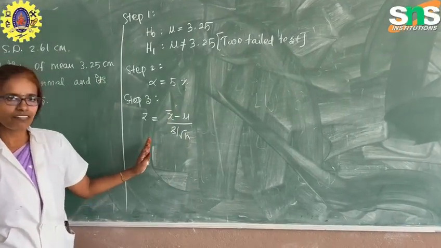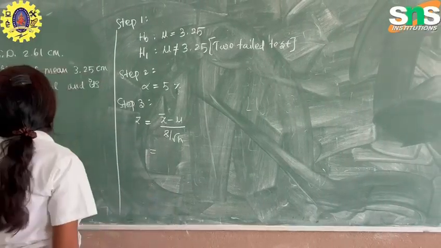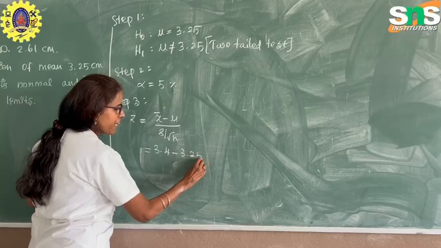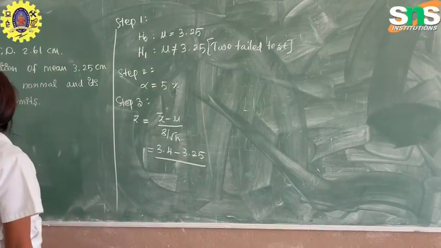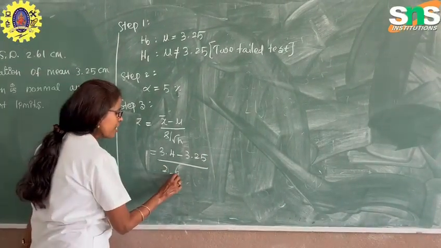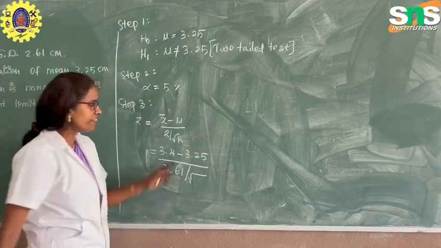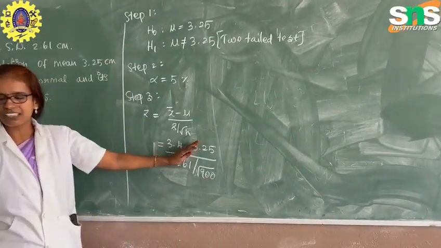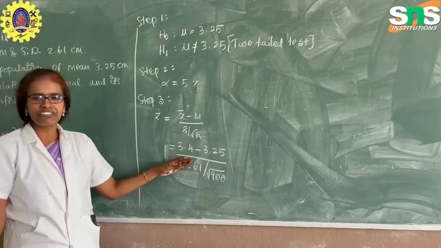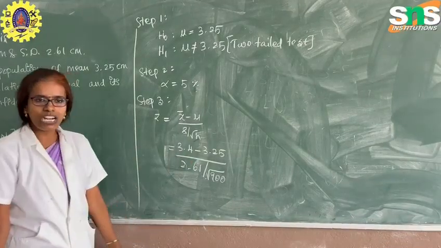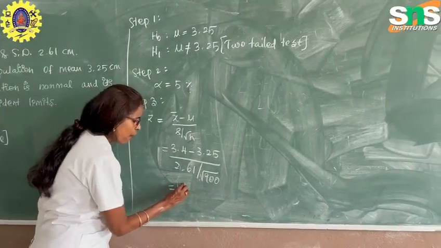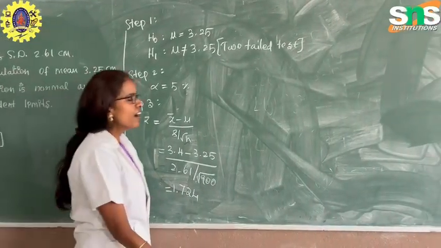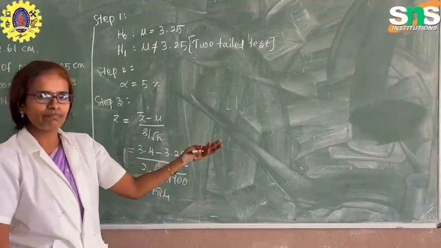X bar equals 3.4 and mu is 3.25, divided by s value 2.61 by square root of n, where n is 900. Now using the calculator, we find the answer. The answer is 1.724. Shall we move to the next step? Yes.